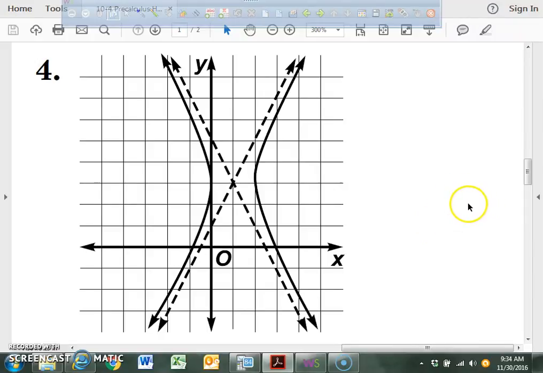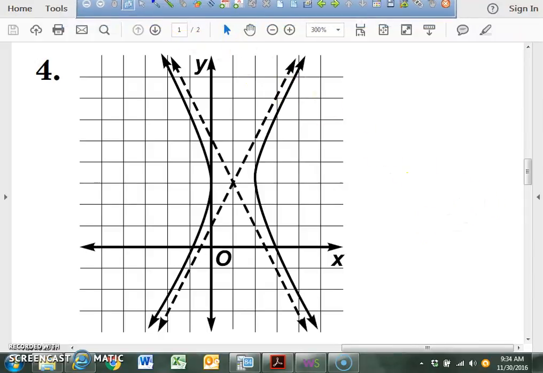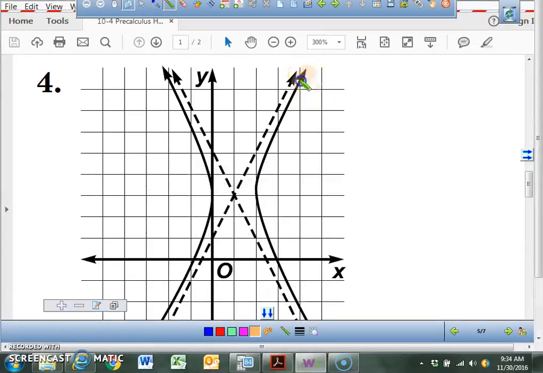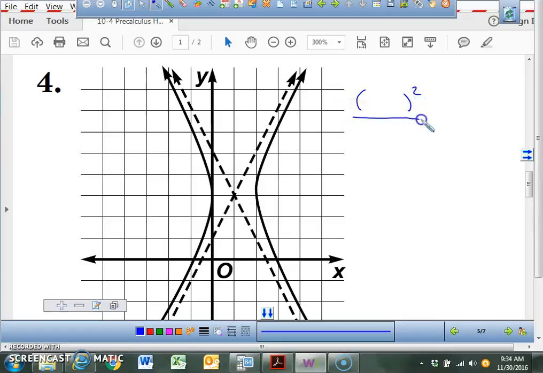All right, problem number 4, everybody. We need to build the equation that goes with this hyperbola. Hopefully you guys can clearly see that the hyperbola is running left and right. All right, so if the hyperbola runs this way, what's going to be the equation that we're going to write? What's the standard form of this particular equation?